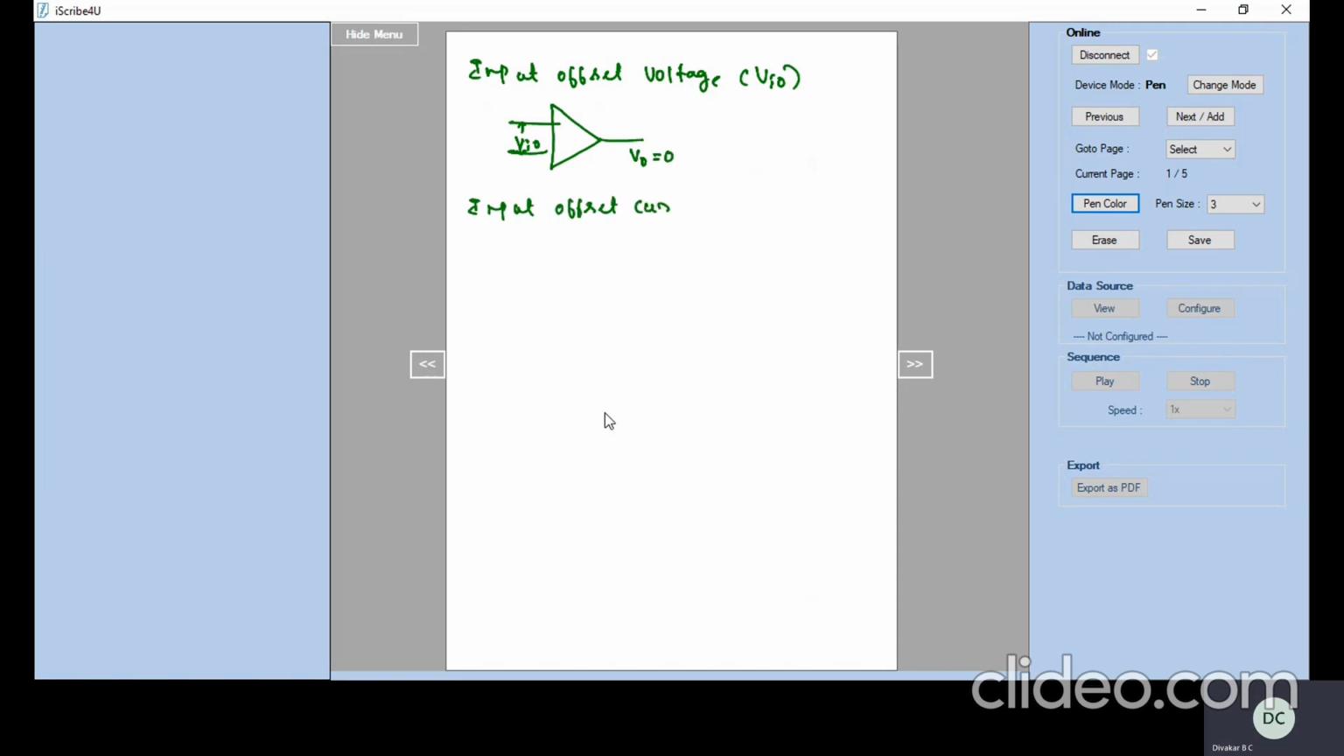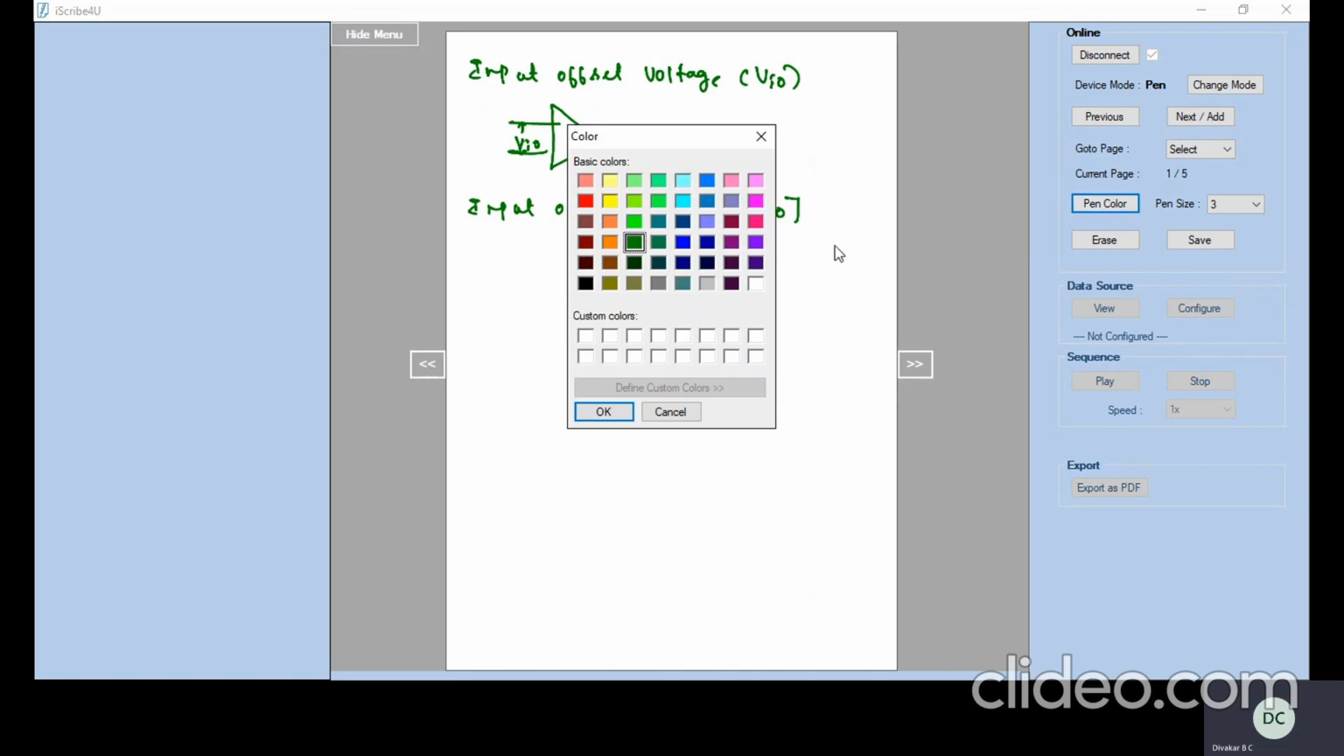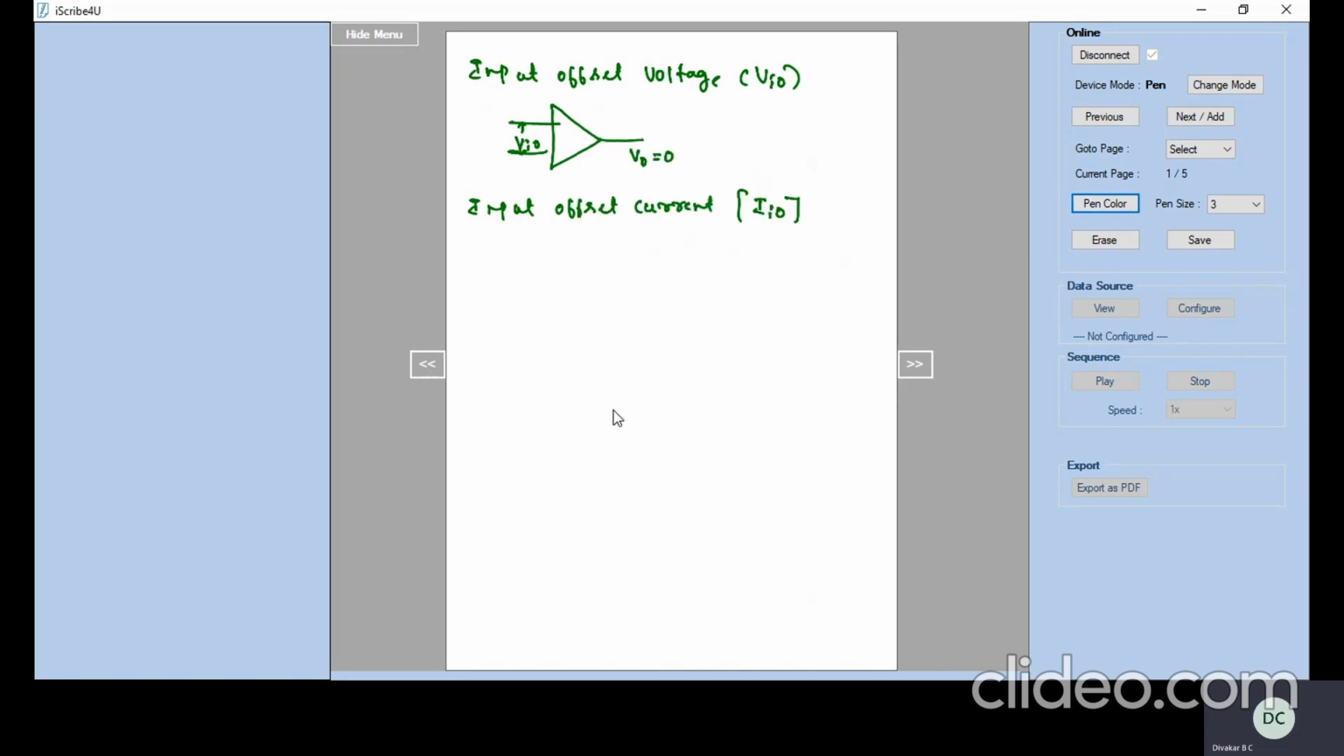The next one is input offset current. The input offset current, represented by IIO, is the difference between the currents entering into the input terminals of an operational amplifier.